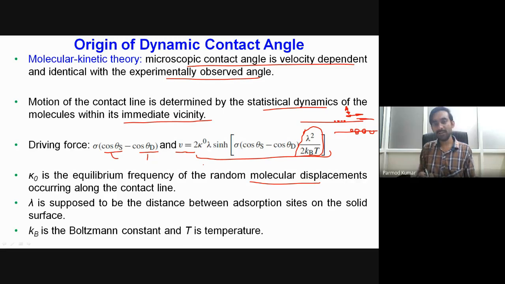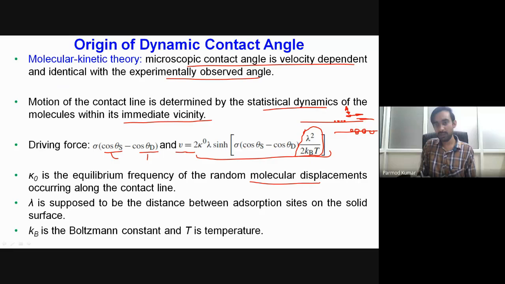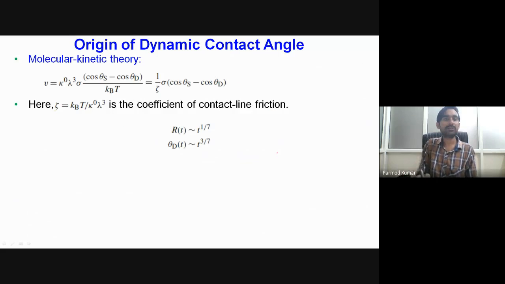Okay, now particularly when the argument of this sine hyperbolic is very small, in that case we can simply approximate sine hyperbolic of this argument as equal to this entire value only. So for that case, our value of contact line velocity will be equal to K naught lambda cube sigma times cos theta s minus cos theta d divided by Kb into T.